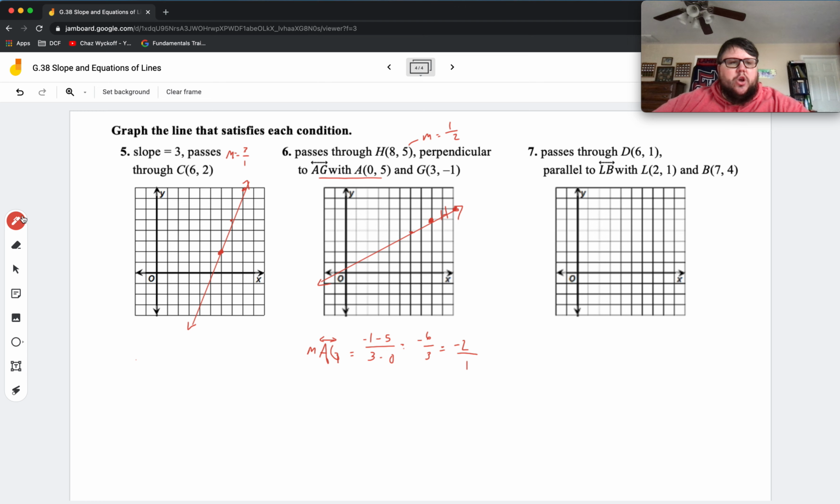And then just to show you what this looks like, I'm going to plot points A and G. A is 0, 5. 1, 2, 3, 4, 5. So this is point A. And then G is 3, -1. 1, 2, 3. 3, -1. G. And so I'm going to go ahead and draw my line through these. And you can see that they are perpendicular.